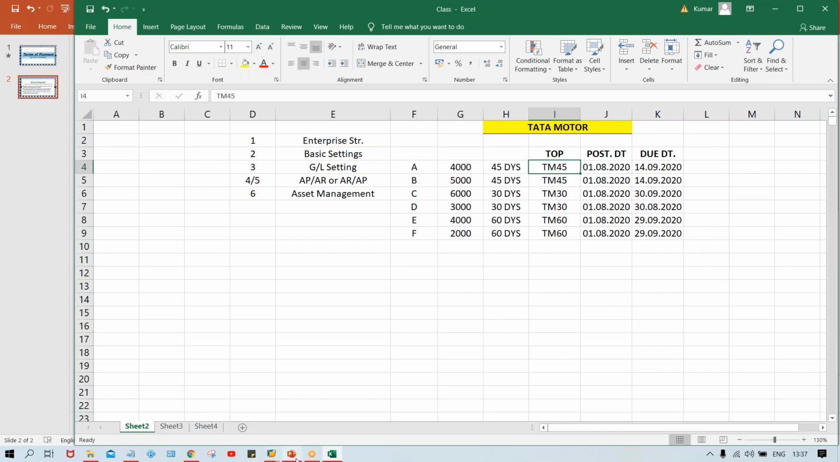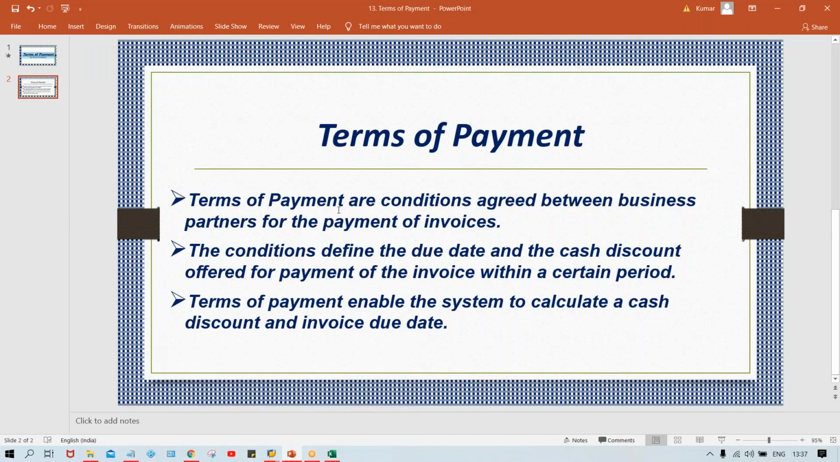Now I'll come back to the PPT once again. So look here, terms of payment are the conditions agreed between business partners. Business partner, as I told you, could be a vendor and it could be customers as well, right? Whatever we are discussing in terms of vendor, the same thing will happen in terms of customers also, because we are going to purchase or procure things on credit basis. What about the customers? They are also expecting the same thing from us, right?